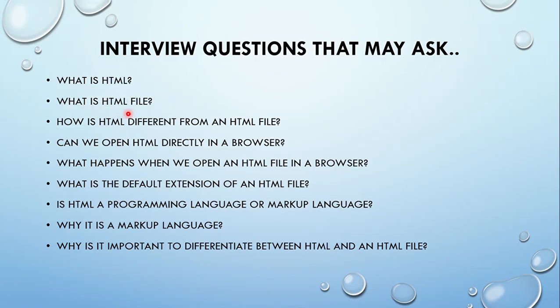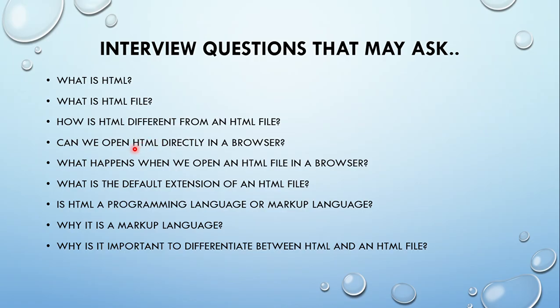Okay, next question is what is an HTML file? An HTML file is a saved document that contains the HTML code. It is stored with a .html or .htm extension and can be opened in a browser. Next question is, how is HTML different from an HTML file? HTML is a language or code we write. An HTML file is the actual file saved with that code, so it can be opened and viewed in a browser.